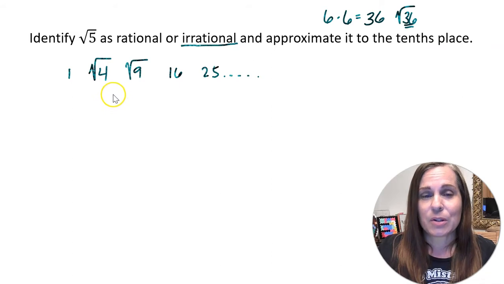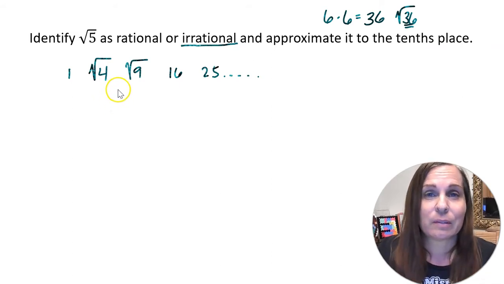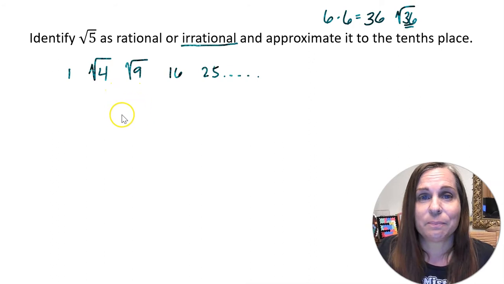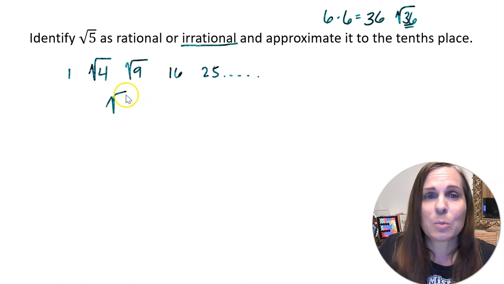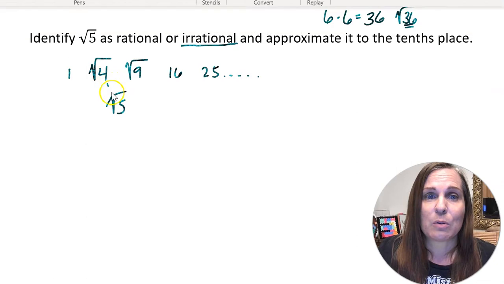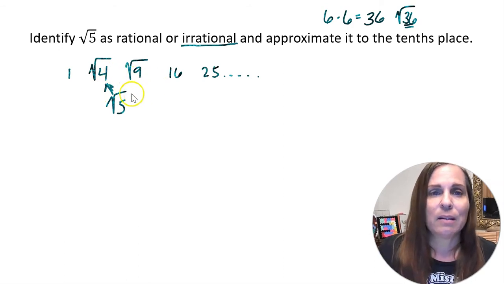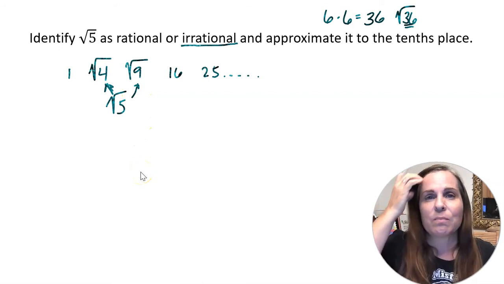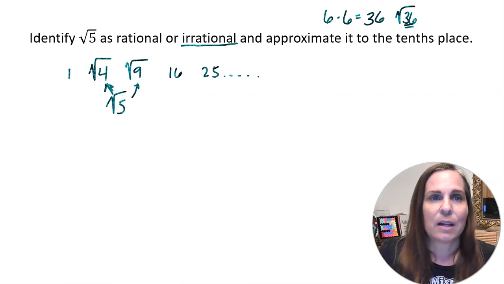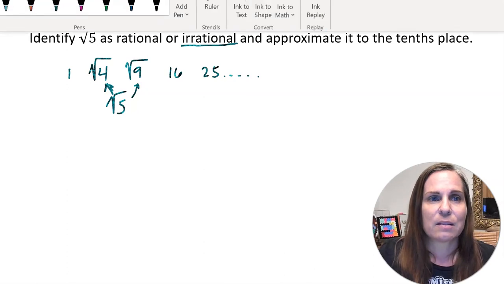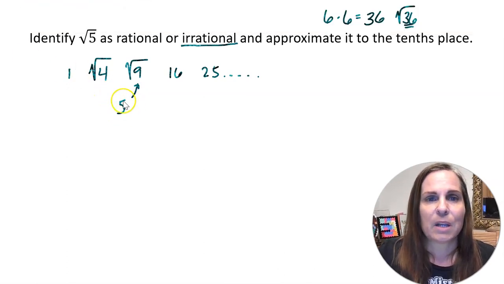Is it closer to the square root of 4 or the square root of 9? Well, it's actually much closer to the square root of 4, right? Because it's only 1 away. The number inside the radical is only 1 away. Here, it's quite a bit more away. So if I had to approximate this, let me get rid of this.